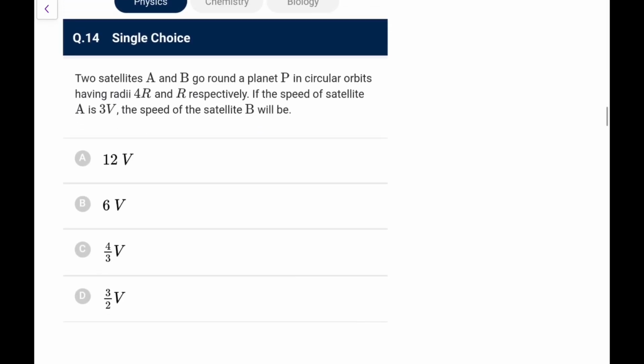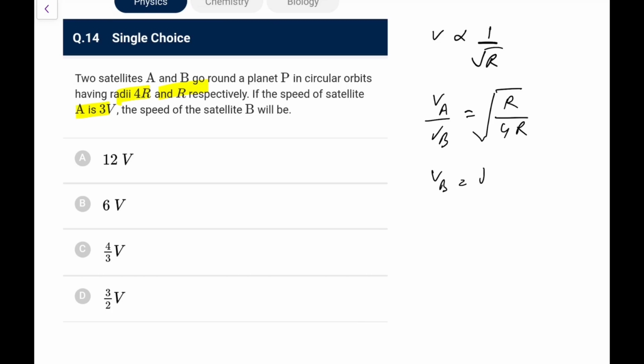Two satellites go around a planet P in circular orbits of these two radii. The speed of satellite A is v, the speed of B is, we know v is proportional to 1 by root of r, so VA upon VB would be equal to root of RB upon RA, which is R by 4R. So VB would be root 4 times the VA, that is 4 root 3 V, or you can say that is 6V. You can directly go for option B in this case.